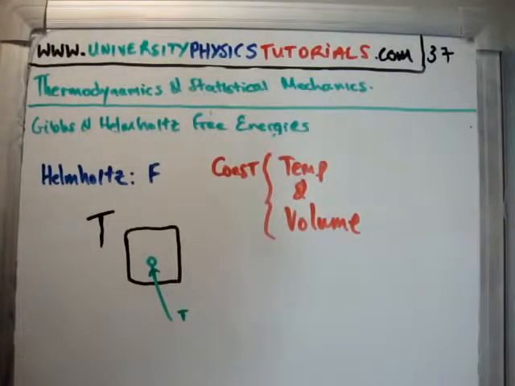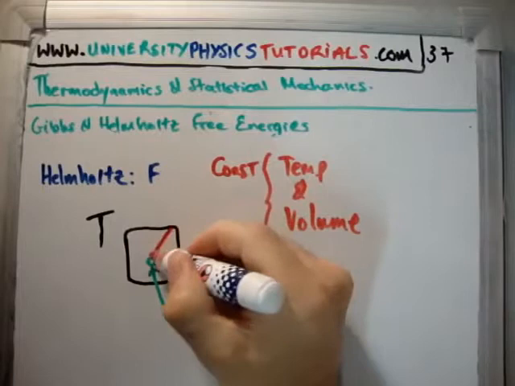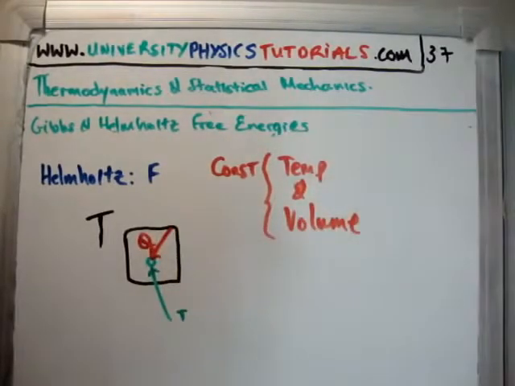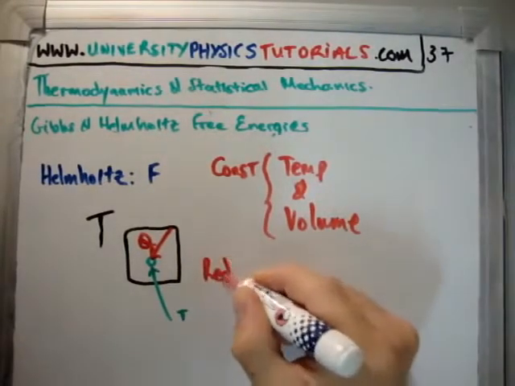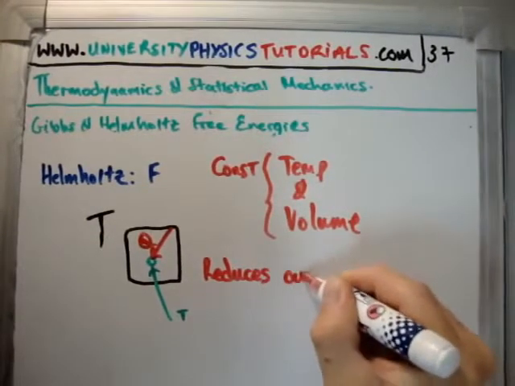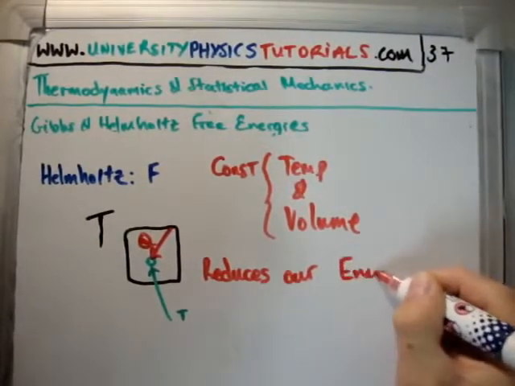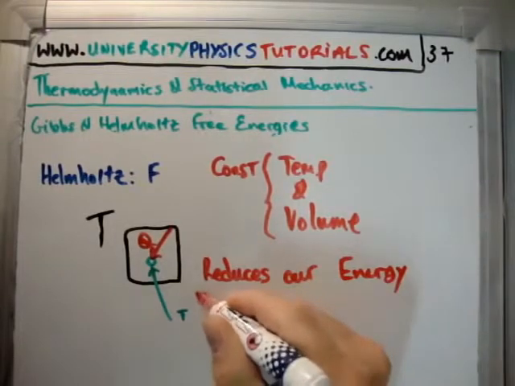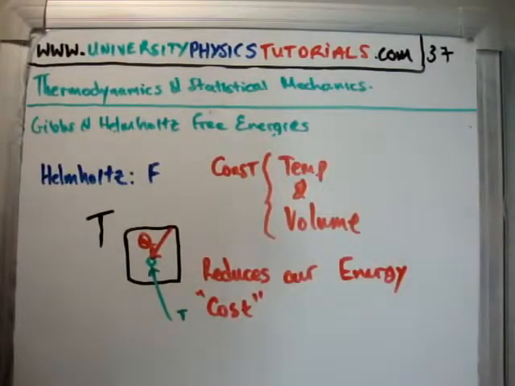Because our environment is at a constant temperature, when we make our system, namely a particle in this case, some heat can flow. So some heat flows naturally from our environment into our system, and this reduces our energy cost. And this is only possible because the environment is at a constant temperature. Of course, it assumes that our environment is going to be hotter than our particle is now.